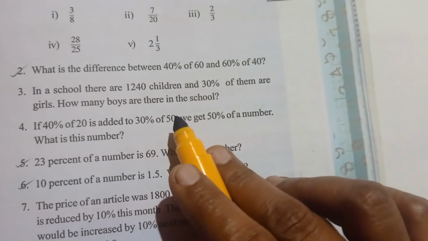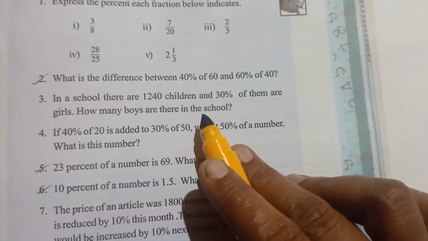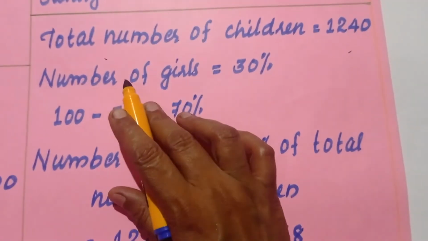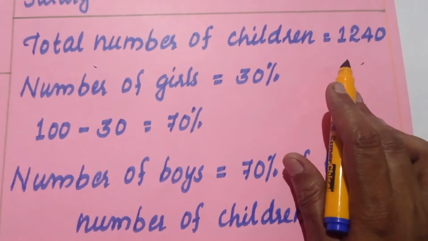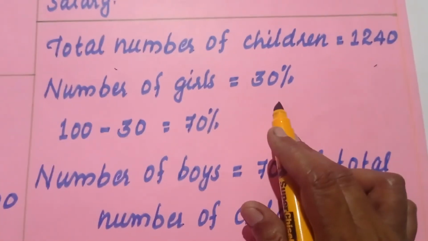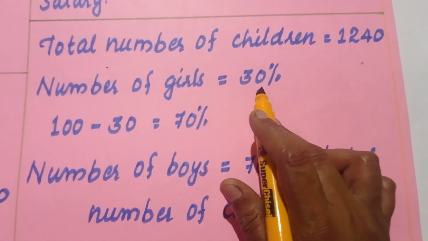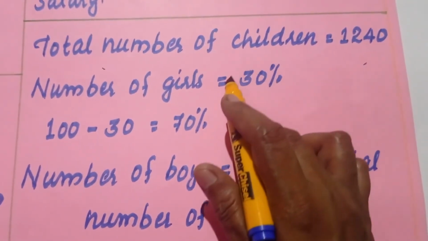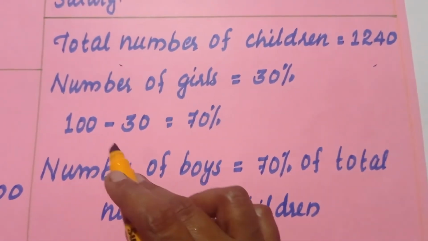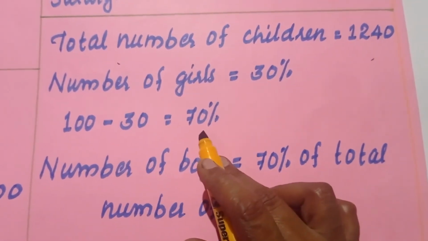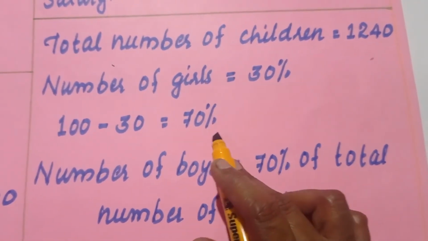How many boys are there in the school? To find out the total number of boys in the school, here the total number of children is 1240. The number of girls is 30%. Then the number of boys is the other percent of 30%. That is 100 minus 30. We get 70%. The percent of boys is 70%.